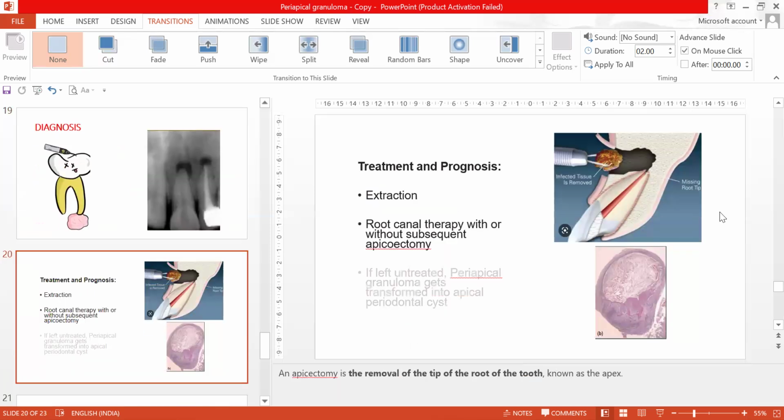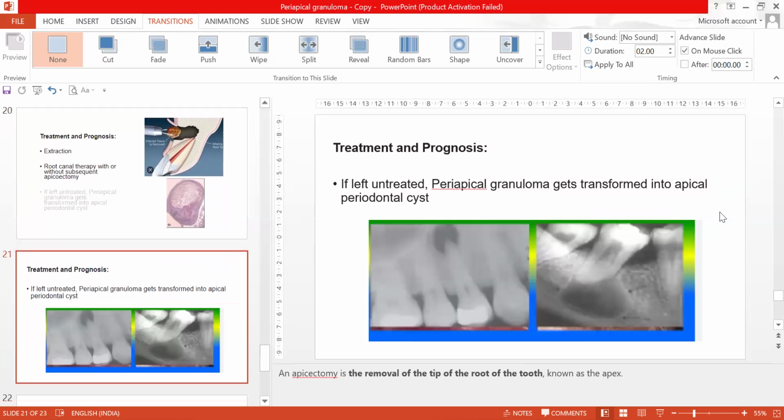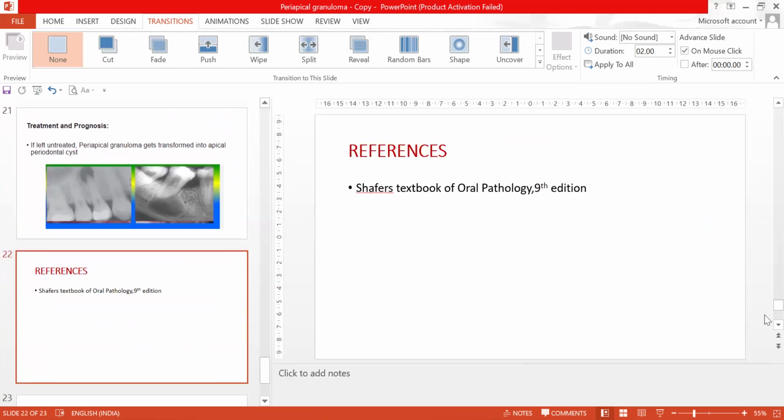Coming to the treatment part, the tooth can be treated by an extraction or root canal therapy with or without subsequent apicectomy. Apicectomy is a removal of the tip of the root of the tooth, which is known as the apex. If this lesion is untreated, the periapical granuloma can get transformed into an apical periodontal cyst. These are the references.